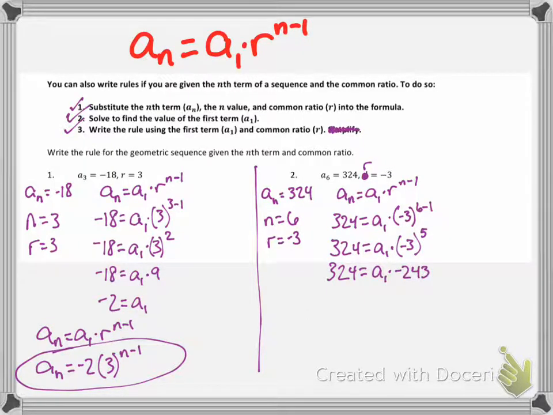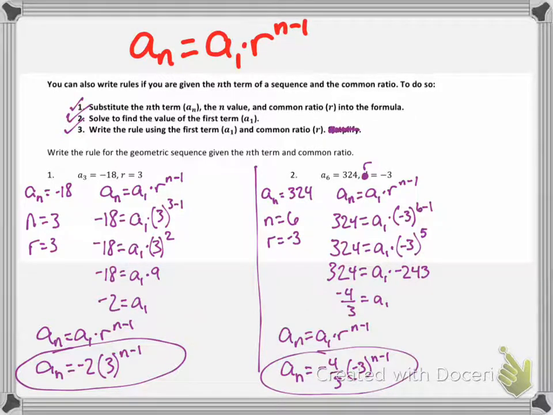So again, that's being multiplied. We divide everything by negative 243. It will spit out a decimal. You could technically write it as a decimal. It's not super wrong. But the most accurate answer is actually the fraction negative 4 over 3. And that's equal to a sub 1. So the first term would be negative 4/3. Now that I have my first term and my ratio, I can write my formula. So a sub n would be equal to negative 4/3 times negative 3 to the n minus 1 power. And that is my final equation.